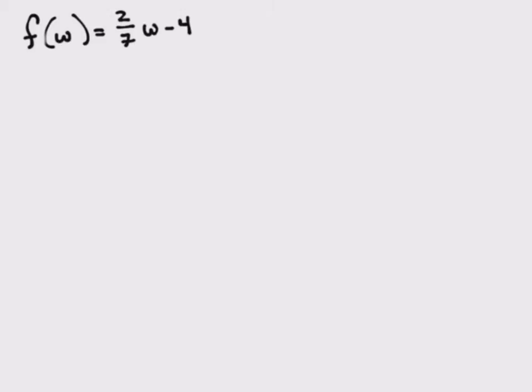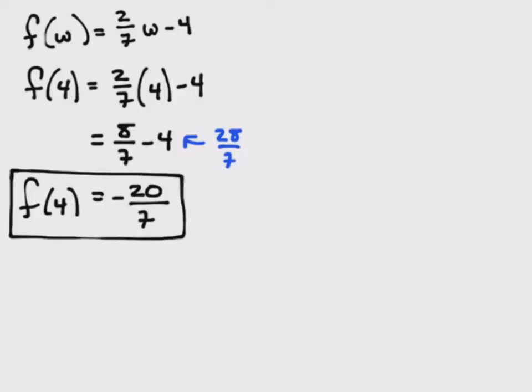Now that we have our function f's equation in function notation, we're ready to do things like find f of 4, which just means find the output when the input is 4. All we're going to do is substitute 4 for our input variable, w. And we end up with the output when the input is 4 will be negative 20 over 7.